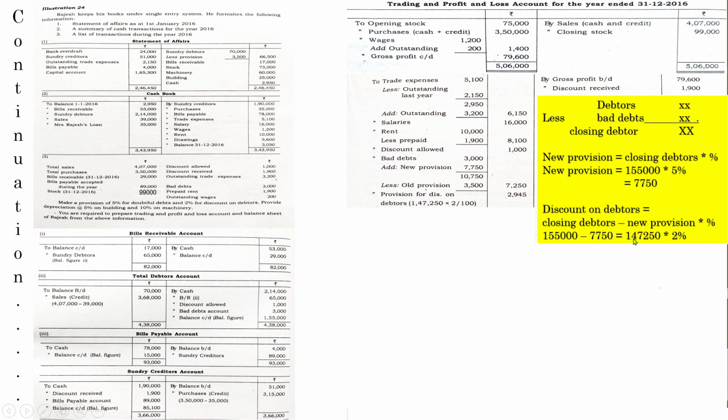So 1,47,250 is the good debtors. And how much was the discount, what percentage of discount? 2%. So 1,47,250 into 2%, you will get 2,945. So this is how you have to deal with provision with regard to debtors, when dealing with bad debts as well as provision for discount on debtors. So these are the steps that have to be kept in mind. Be very careful while dealing with bad debts, provision for bad debts, and provision for discount on debtors.